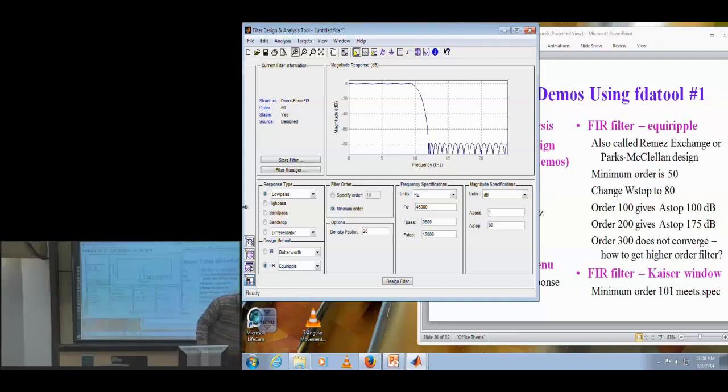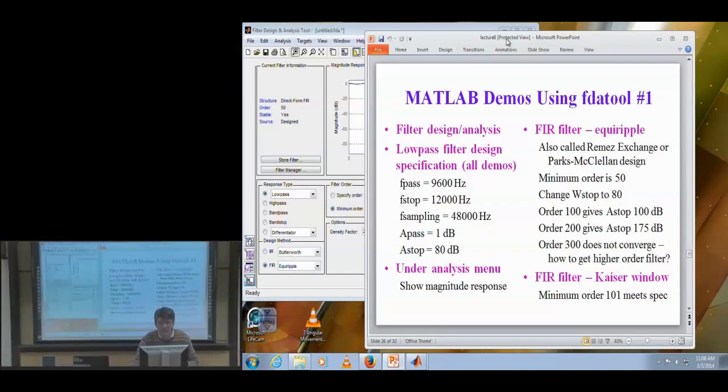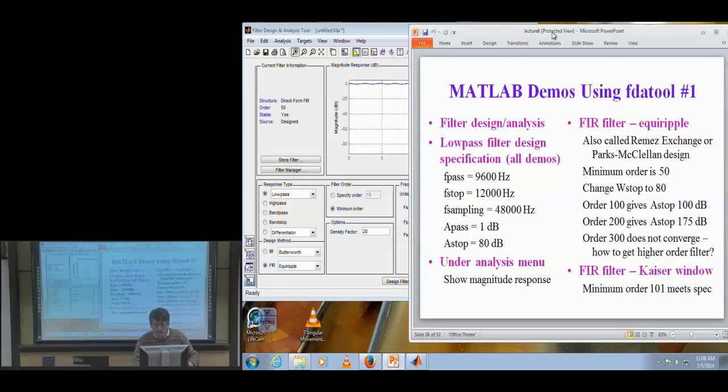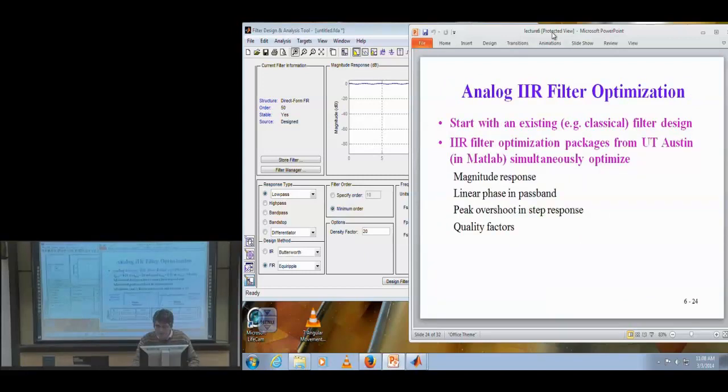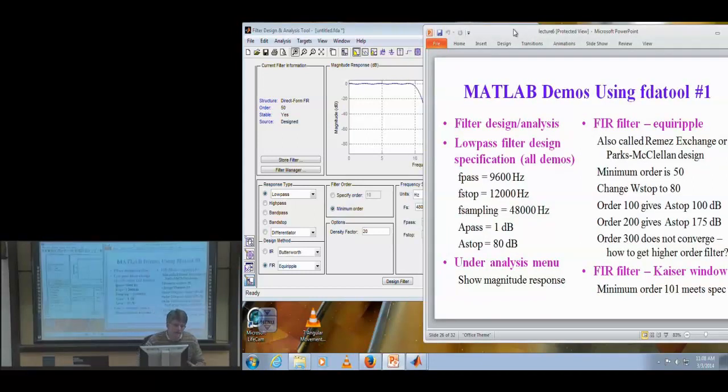Okay, so on the slides for lecture 6, this is part 5 now. So we're up to a bunch of demos in FDA tool in MATLAB, the filter design and analysis tool. So we're up to slide 6-26, I guess. Yeah. So I have a series of demos, and we'll see the limitations of these different filter design methods, and there are several. All right, so let's take the first one up.